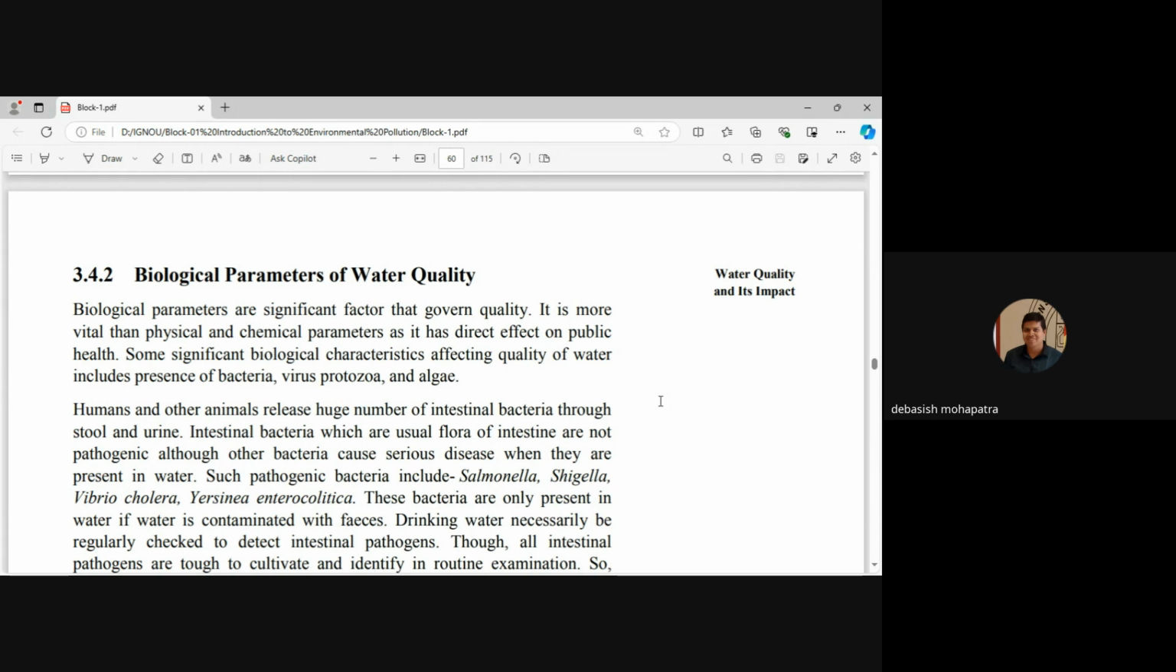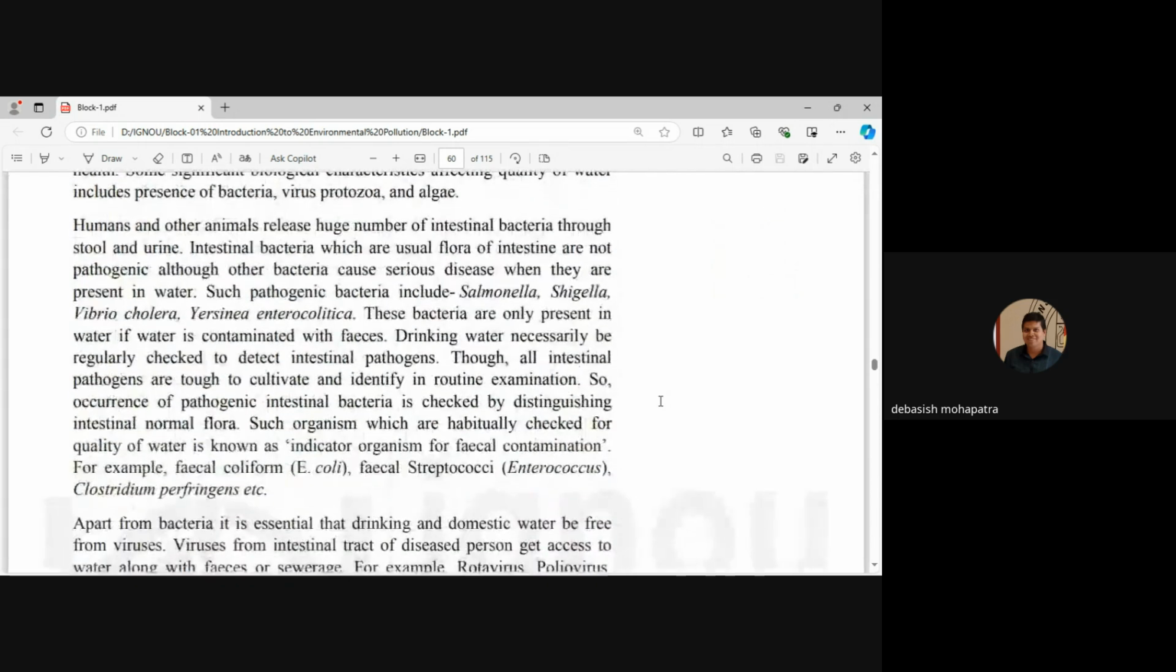Humans and other animals release large numbers of intestinal bacteria in stools and urine. Intestinal bacteria, which are the usual flora of the intestine, are not pathogenic, although other bacteria cause serious disease when they are present in water. Such pathogenic bacteria include Salmonella, Shigella, Vibrio cholerae, and Yersinia enterocolitica.